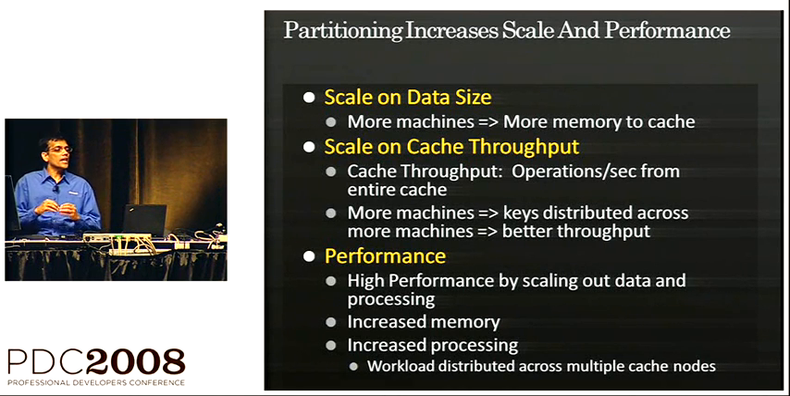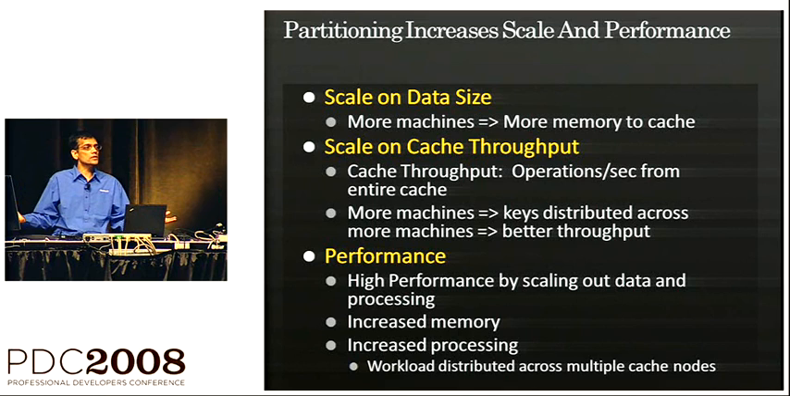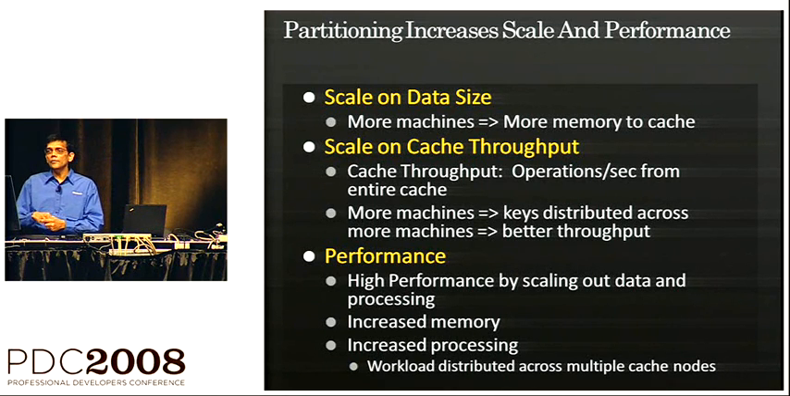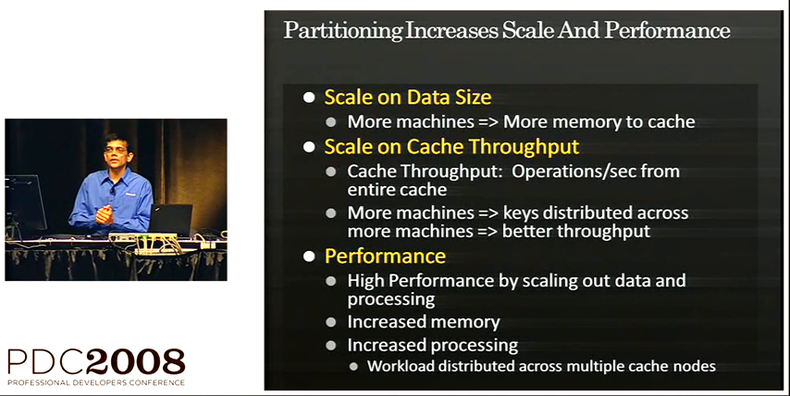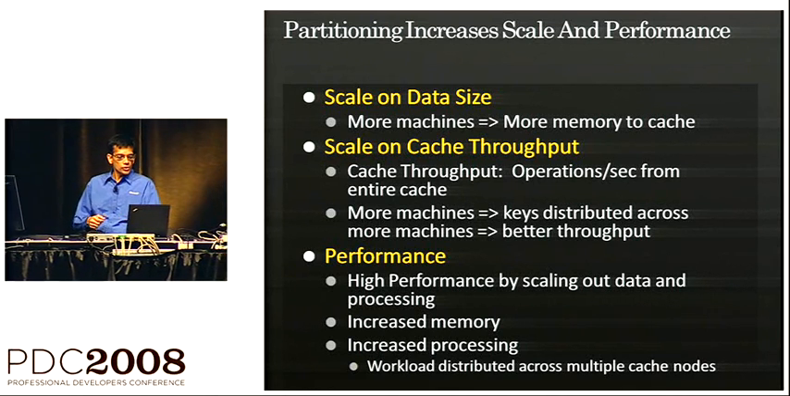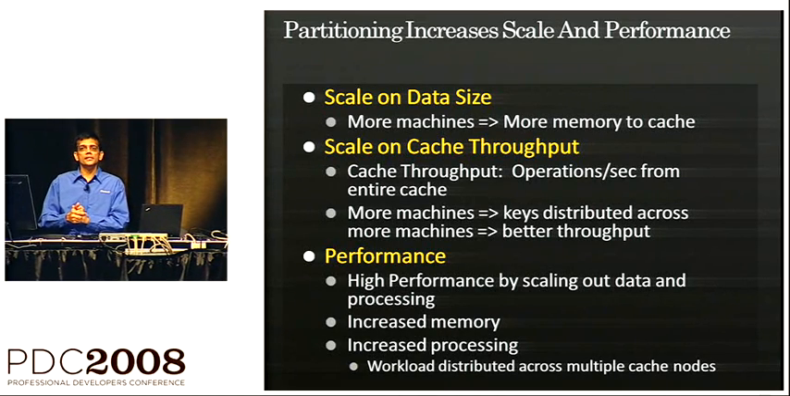You can scale on the cache throughput as well. Cache throughput is the number of total operations that you can do on the cache. And if you have more machines, obviously your requests also get distributed across the machines, so you have more throughput. And obviously, you have higher performance as well, because if you have more machines, the latency per request is lower as well. So I'm going to show you another quick demo on how this actually works.